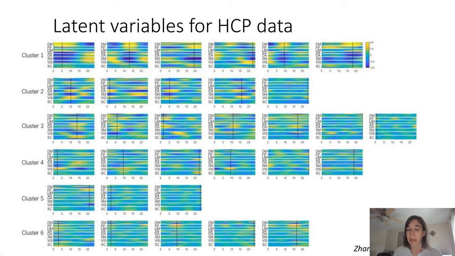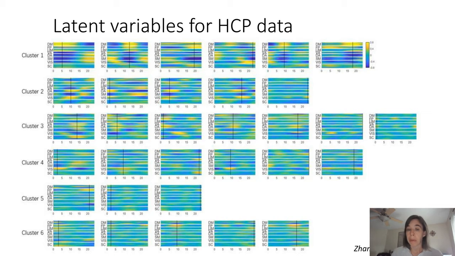Blue is lower than average activity, yellow is higher than average activity, and basically we've gotten these plots by setting each latent variable to its maximum and zeroing out all of the others and then looking at the reconstructed signal. If you look at the top row, you see a lot of variability over time. In the second row, there's less. And as you go down, these explain less and less of the overall variability in the signal.